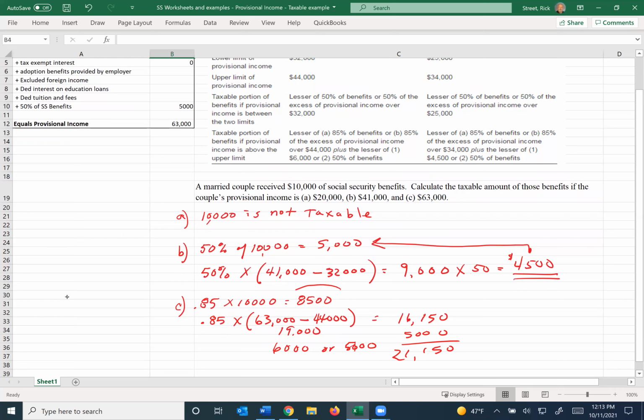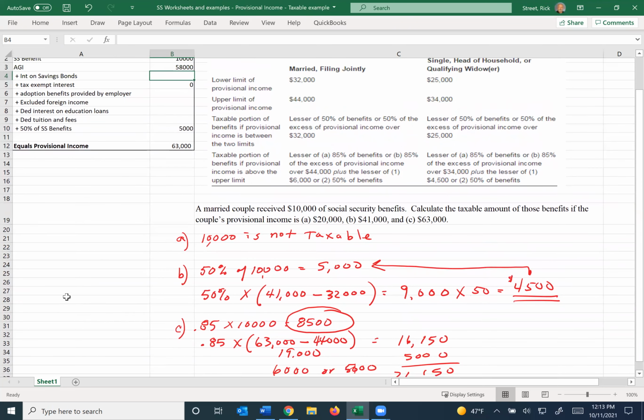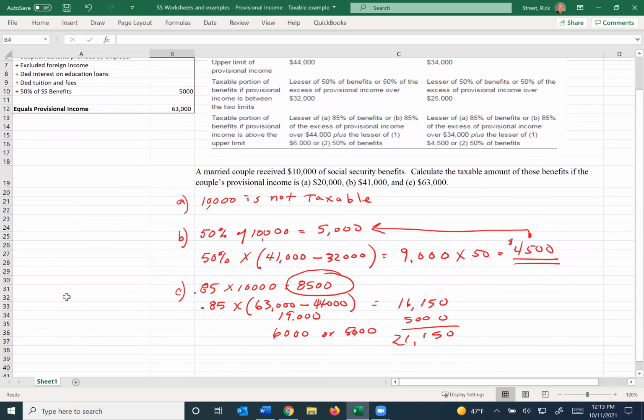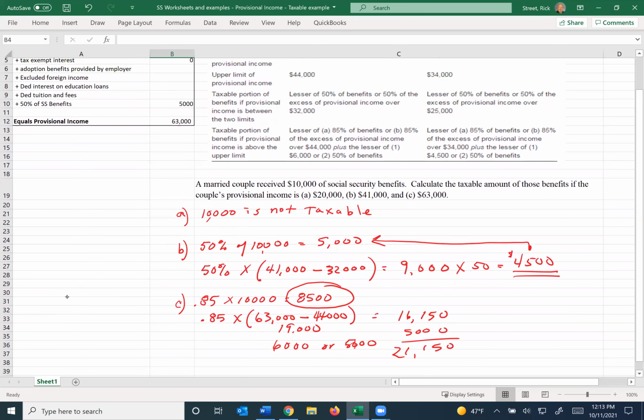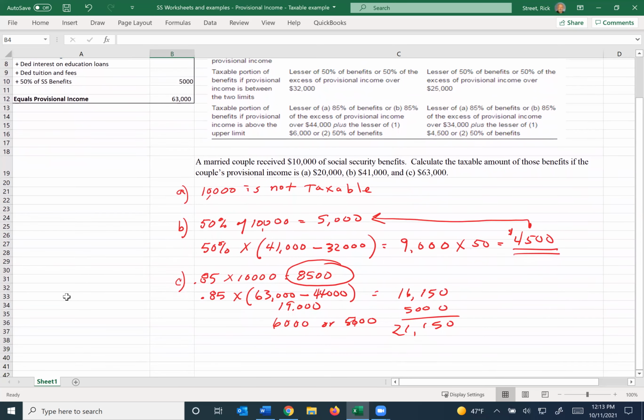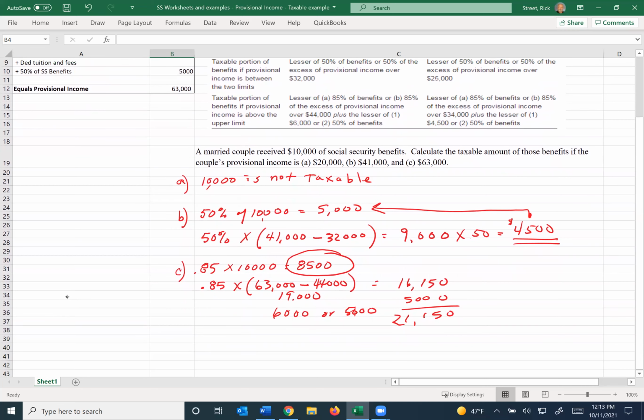And clearly, this is going to be the taxable amount of the $10,000 benefit based on adjusted gross income of 58,000 plus 50% of the benefits, provisional income of 63,000. So the more money you make, the more taxable your Social Security becomes. But notice, if this keeps going up, up, and up, then the most that you'll ever be taxed on is going to be $8,500 of 10,000, or 85% of whatever your benefit is. So it's not that difficult to figure out how much of your Social Security benefit is going to be taxed.